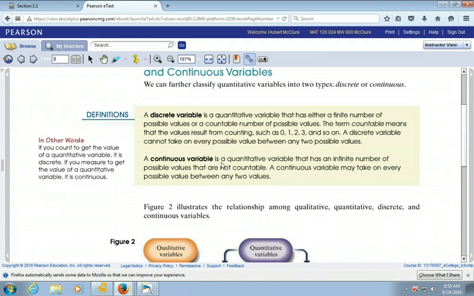A continuous variable, this ought to be good, is a quantitative variable that has an infinite number of possible values that are not countable. A continuous variable may take on every possible value between any two values. Tell me how many numbers are between 0 and 1. Infinite. That's continuous. What do you mean? I only know of one. One half. Yeah, what's between?